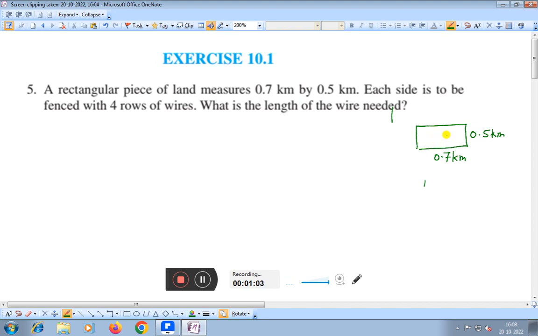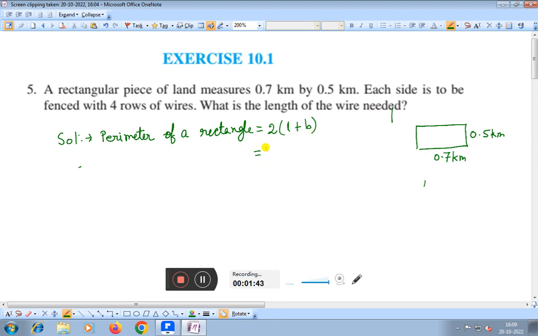First of all, we will find 1 row of wire, right? That means the perimeter of the rectangle. Let us find the perimeter of the rectangle. We know that the perimeter of a rectangle is equal to 2 into length plus breadth, right?